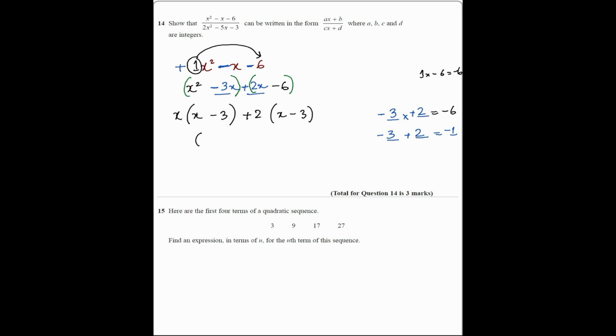Now we have x minus 3 and x minus 3 is common. You can take x minus 3 as common, and then we will write x plus 2. X minus 3 and x plus 2 are the factors of the numerator. Now the denominator is 2x square minus 5x minus 3.